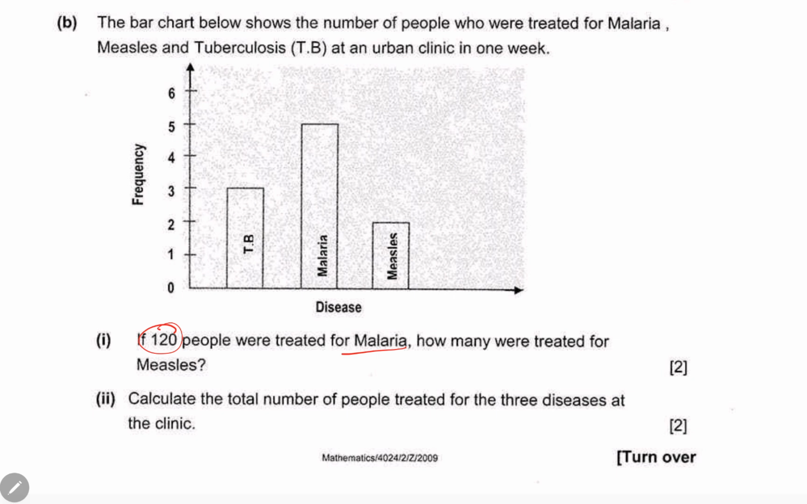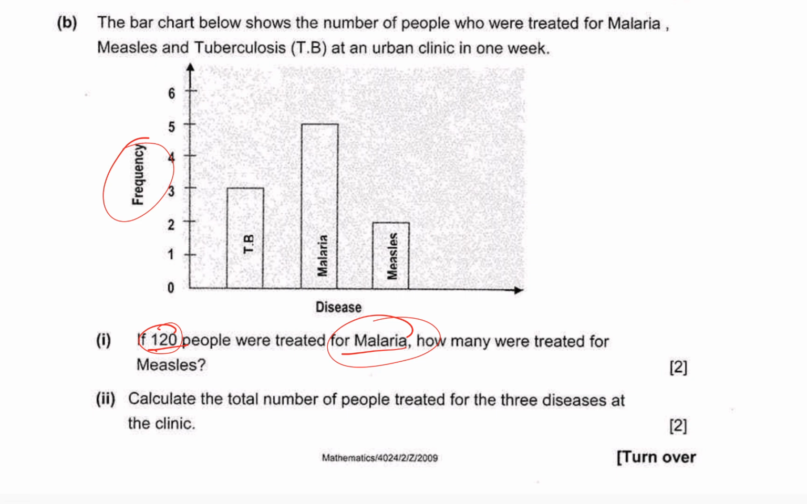Now, this question, even if you haven't done statistics, is general knowledge, which I expect you to use your own common sense to find out what is happening here. The frequency tells you the number something represents, or how many times something appears. So given the data in this bar chart, if 120 people were treated for malaria, the first thing that we are going to do here is to find what each unit represents. This is the reason why they gave us that number for malaria.